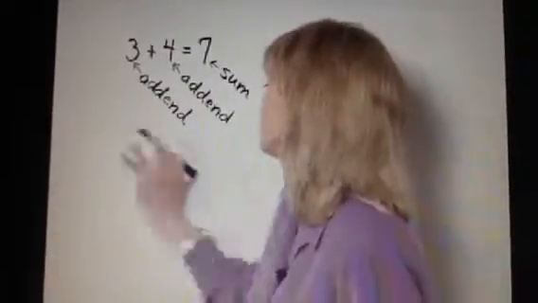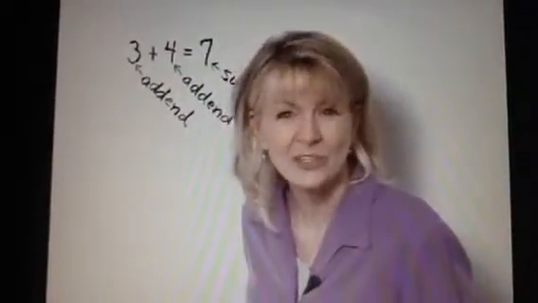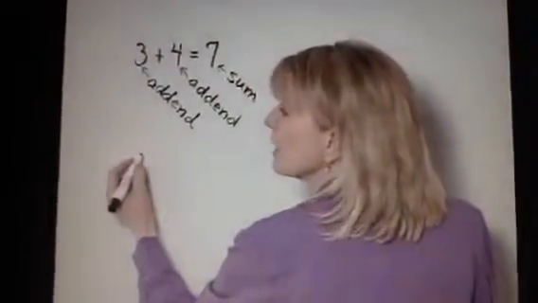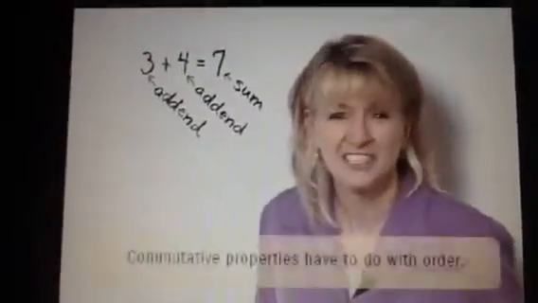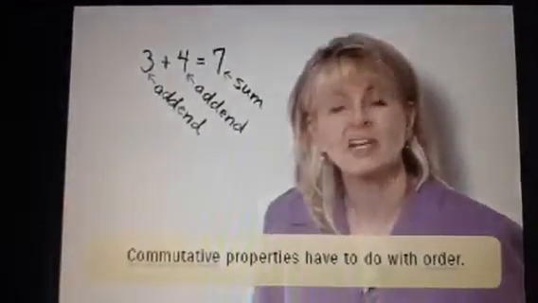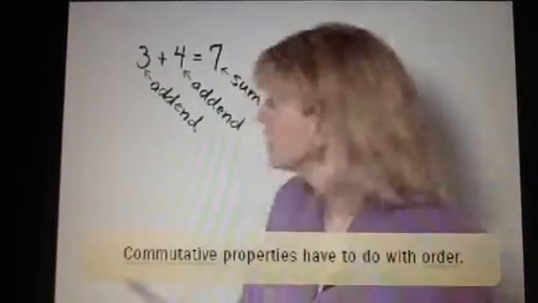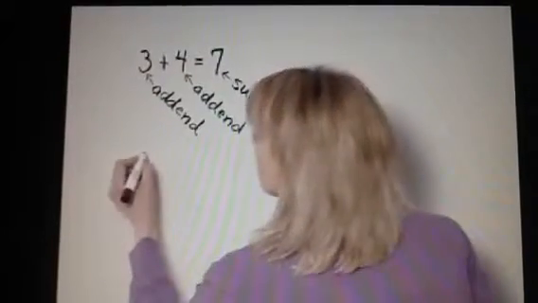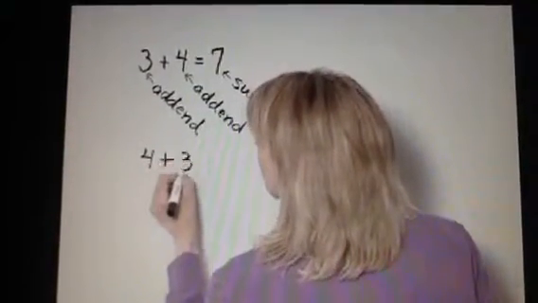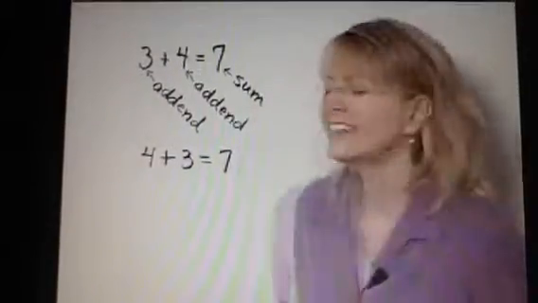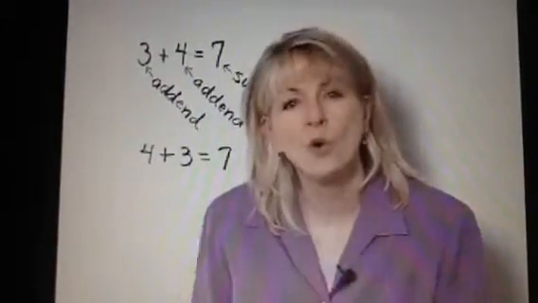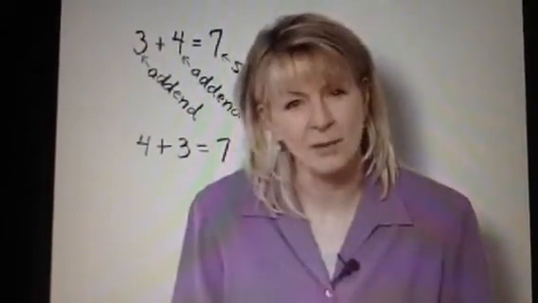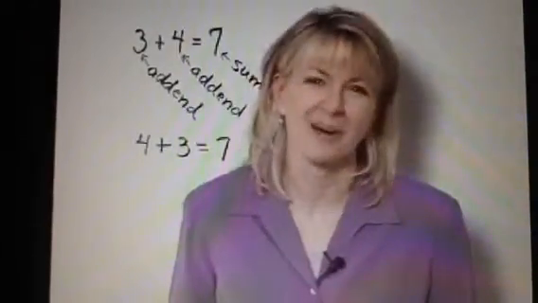Also, another property that will help us later when we're adding larger numbers, also help us when we're doing applications. Let's talk about what we call the commutative property of addition. Remember, commutative property will have to do with order. So notice 3 plus 4 is 7. You also know that 4 plus 3 is 7. In other words, you know by now that order does not matter when adding, and we call that the commutative property of addition.